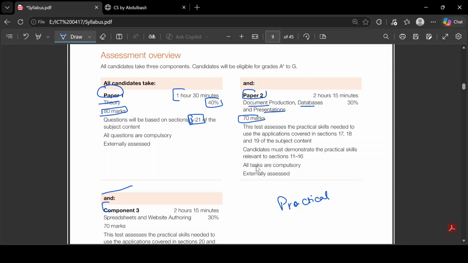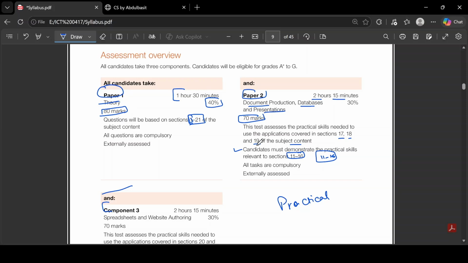It consists of 70 marks, and it covers topics 17, 18, and 19, meaning those topics are the main part of this paper. But you also have to understand 11 and 16, which are the basics of both paper 2 and paper 3. Again, all tasks are compulsory here. The time for this paper is 2 hours and 15 minutes. It will be conducted on a practical basis, meaning you will perform the practical using different applications as per the situation.